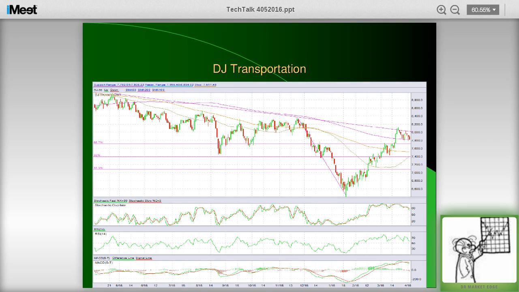And the other index we want to look at real briefly is the Dow Jones Transportation Index, which we talk a lot about as being one of the keys to what's going to happen. It rallied right up to the descending trend line, rolled over, came down, tested the 200-day, came back up, bounced off the trend line again. Now we're at 77.90, trading just below the 200-day moving average, which is just above that 61.8% retracement.